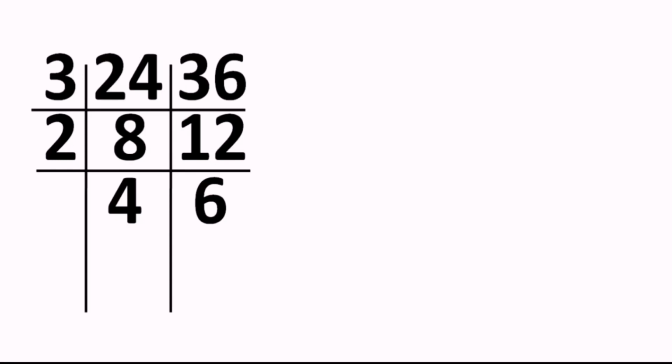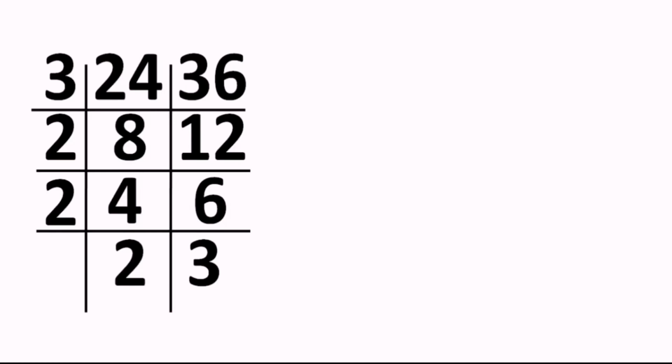Again we got the even numbers, so again we'll use 2, correct? And here we go. When you divide 4 by 2, we get the answer 2, correct? And when 6 is divided, we get the answer 3. And now we are at the ending stage of the sum, because 2 and 3 are not going to be divided by any other number, right?